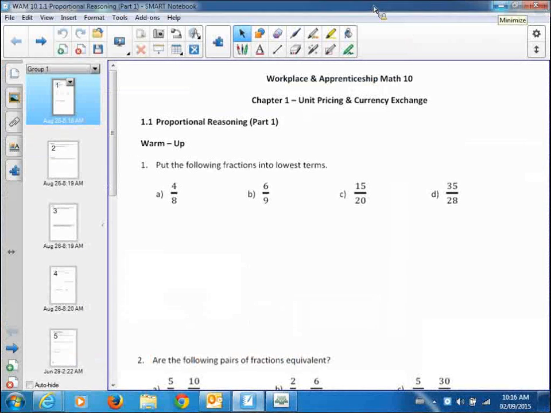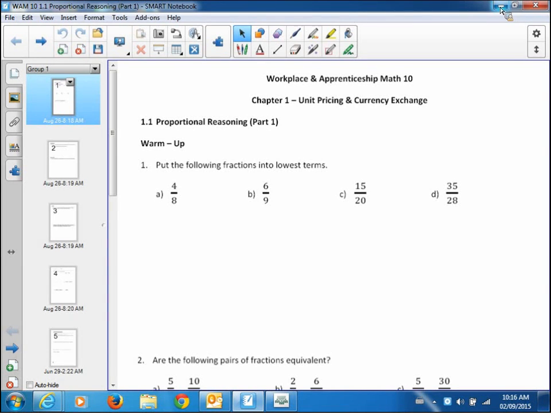Workplace 10, the first section, 1.1, proportional reasoning. Now follow along. Everybody's got a pencil or a pen? Good. Okay. Put these fractions into lowest terms. You might remember something like this, but how do you reduce a fraction or put it in lowest terms is what we're going to figure out first.